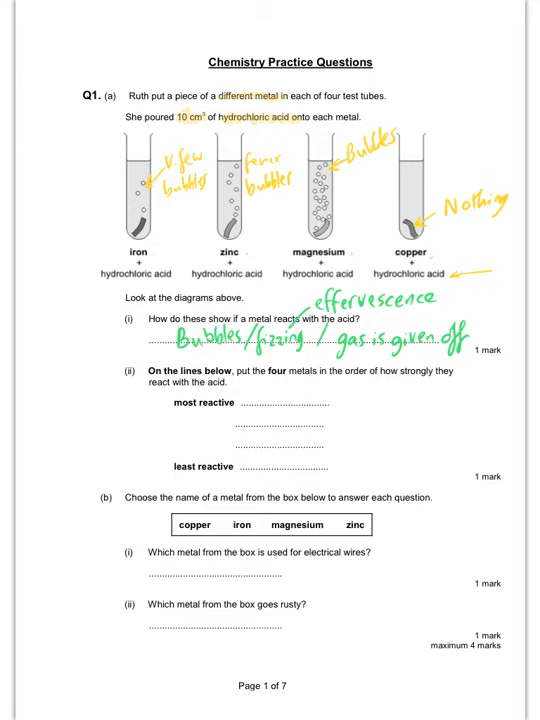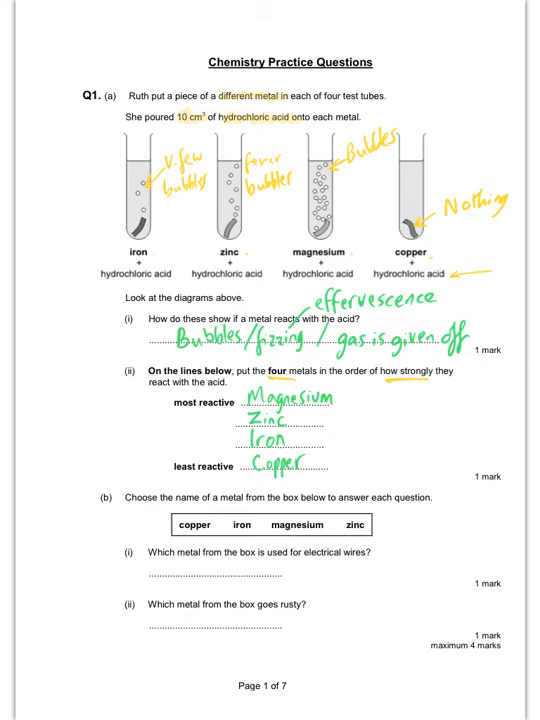And then the next question says, on the lines below, put the 4 metals, so we have to do all of them, in order of how strongly they react with the acid. And so the most reactive one is the one that reacted the strongest, and that one was the magnesium. We saw the greatest number of bubbles for the magnesium. Then second on the list was the zinc, because there wasn't as many bubbles, but there were still some. Iron gave a few bubbles, and last of all the copper, because copper did not do anything.